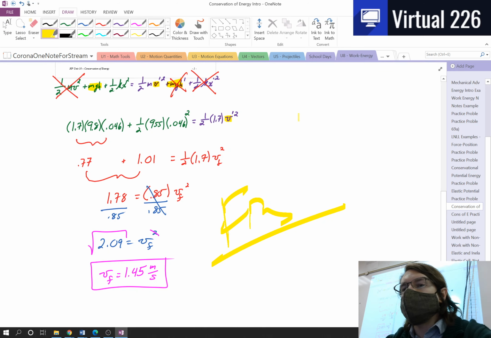We'll take a look at another practice problem next, and then we'll start looking at how this changes slightly when we do lose some energy due to friction.